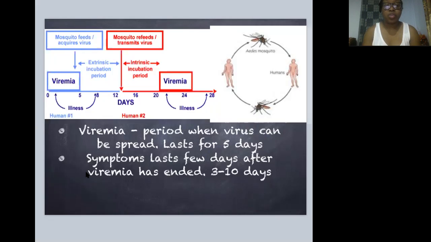Symptoms of dengue fever usually last between 3 to 10 days. So it can last longer than the period of viremia.